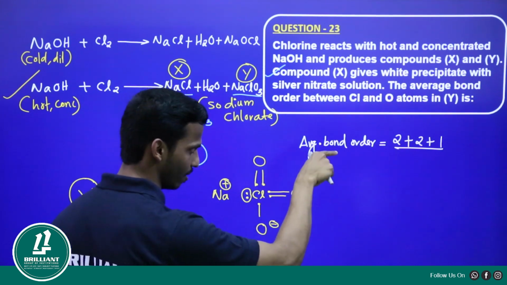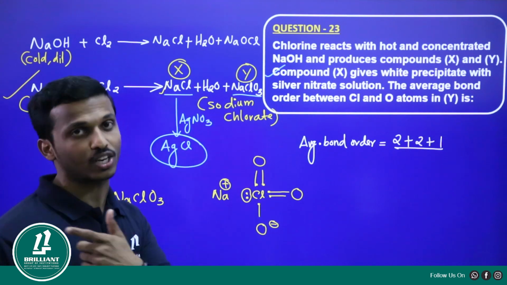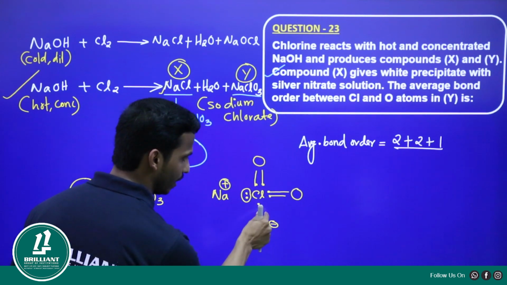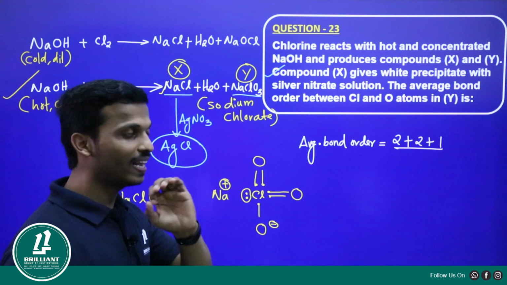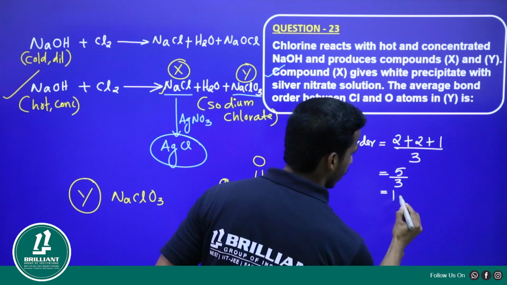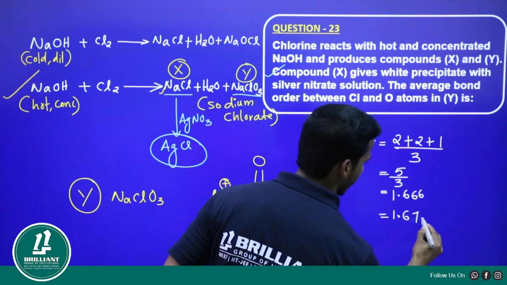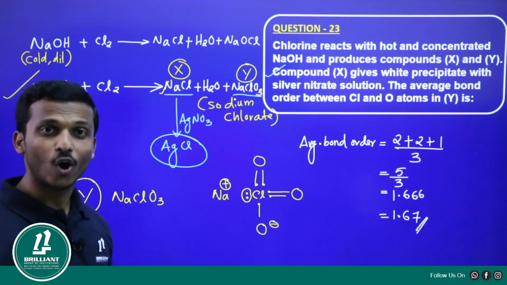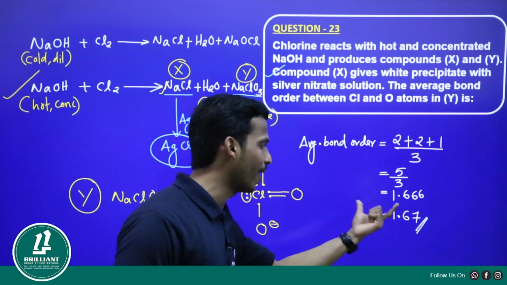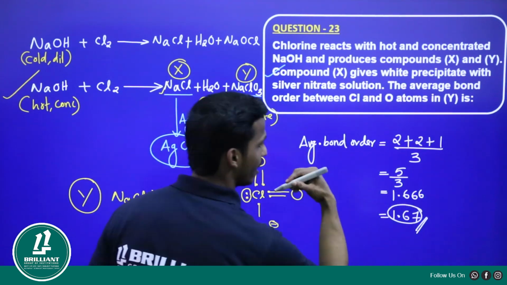That is the numerator, divided by, and the denominator is the total number of resonating structures. How many resonating structures will you get here? We already discussed that. This double bond can be here, here or here. Total there are 3 resonating structures. So the answer will be 5 by 3. 5 by 3 is nearly 1.666. We can take 1.67. So the average bond order between chlorine and oxygen is 1.67. So question number 23, the answer is 1.67.